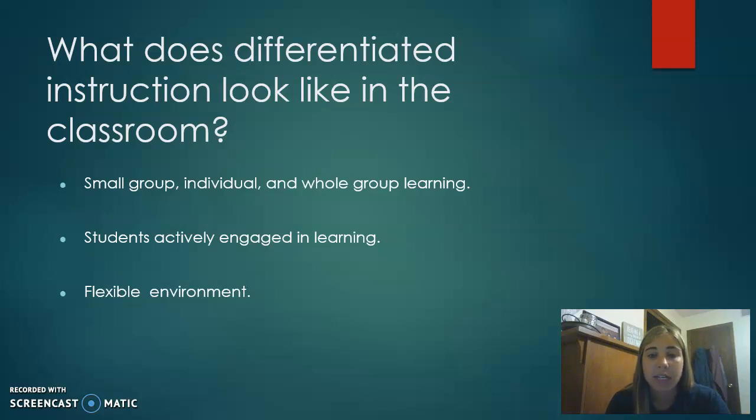Students should be actively engaged in learning, so they should be paying attention to you as you are teaching the lesson and not doing something else. So they should be actively engaged in you and in the lesson. And basically a flexible environment, so students can learn in a way that will help them benefit or help them understand a topic or lesson overall.